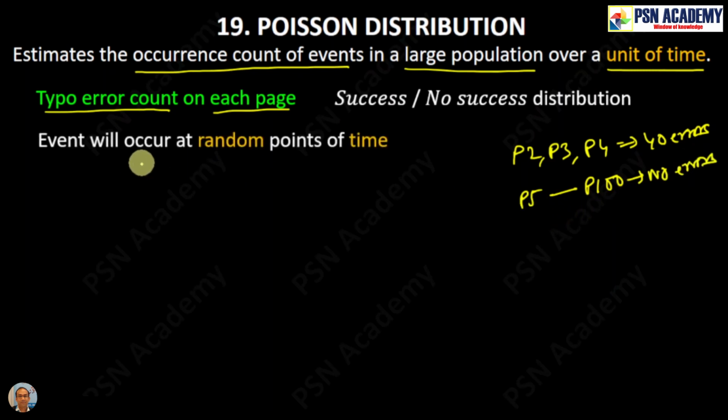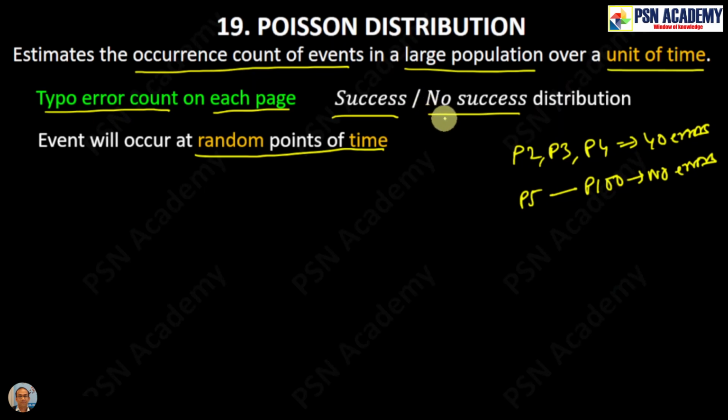So event will occur at random points of time. Well, if it is occurring at random points of time, but it deals with success and no success, right? So whether there is an error or not. If the error is there, we call it success, and if no error is there, we call it failure or no success. Now binomial distribution deals with success and no success, right? Then what is the difference between that distribution and this Poisson distribution?